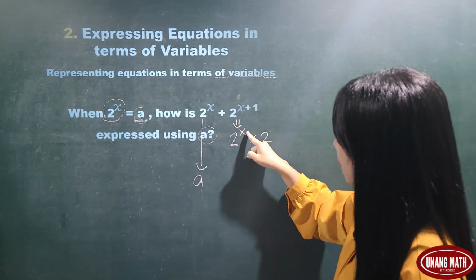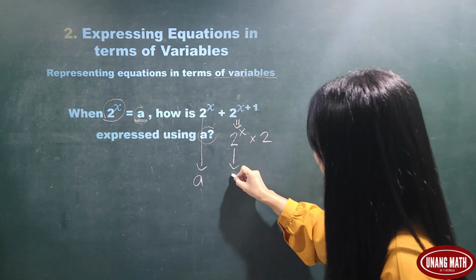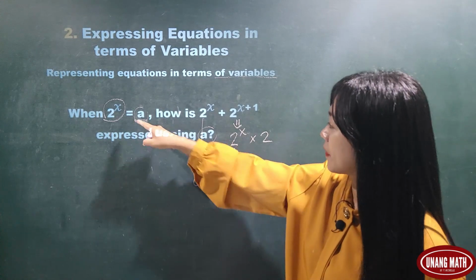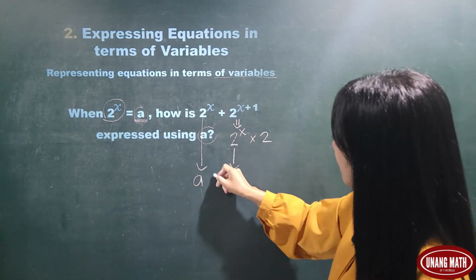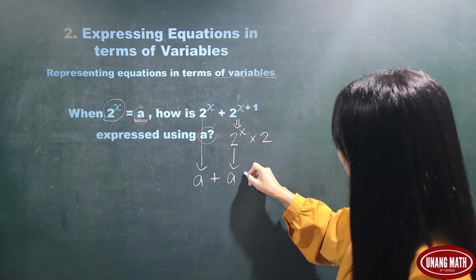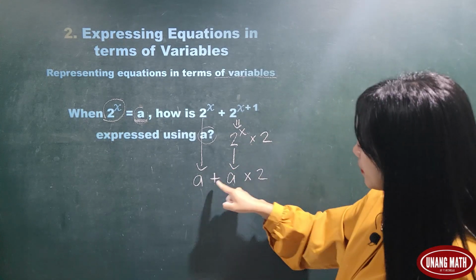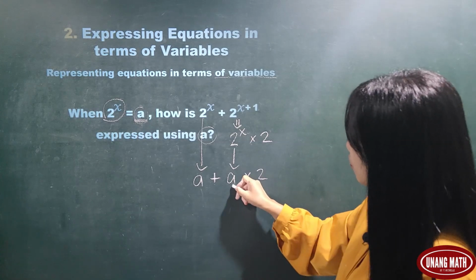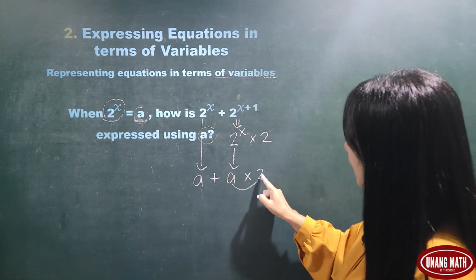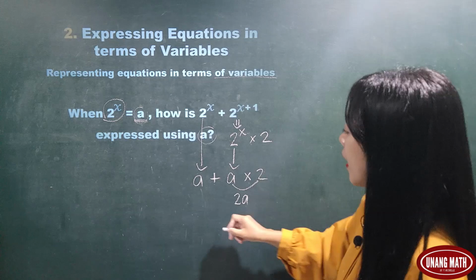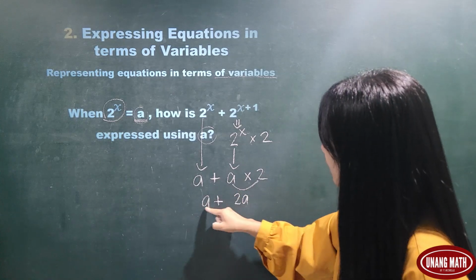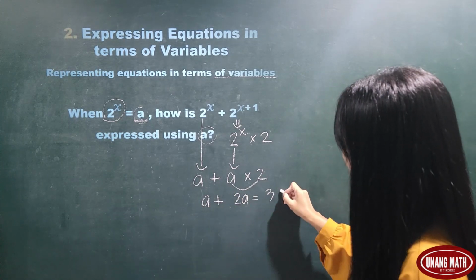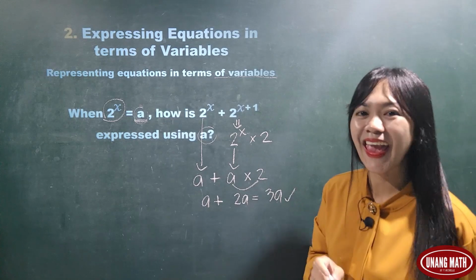Okay, 2 raised to the power of x. This is a, or variable a. So a plus a times 2. This is addition, this is multiplication, so we need to multiply first. A times 2 is 2a. So a plus 2a, so the answer is 3a.